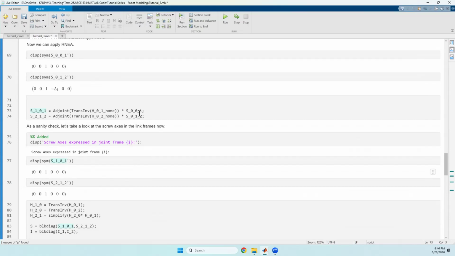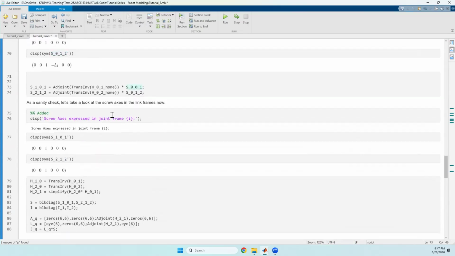And this brings us to a very important remark. Instead of just looking at the home configuration and defining the screw axis in the 0 frame, we could have defined them in the joint frames and then transformed them to the 0 frame. This is an alternative, also a choice that we could have made, but this is just the procedure that we will do here.